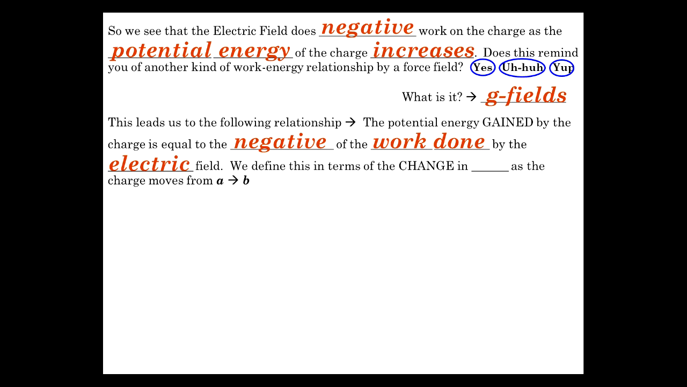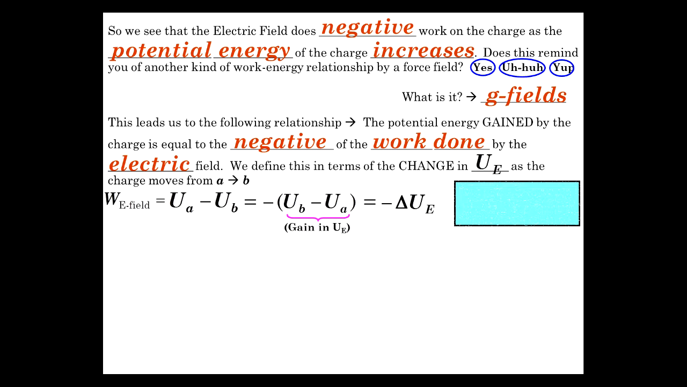So this change in electric potential energy as the charge moves from A to B in the graphic we just looked at is as follows. The work done by the electric field is U_A minus U_B, which is the negative of U_B minus U_A, which is really the change in potential energy, in this case gained. So that is minus delta U_E. So work done by the electric field is minus change in electric potential energy. Same thing we have with gravity, okay?